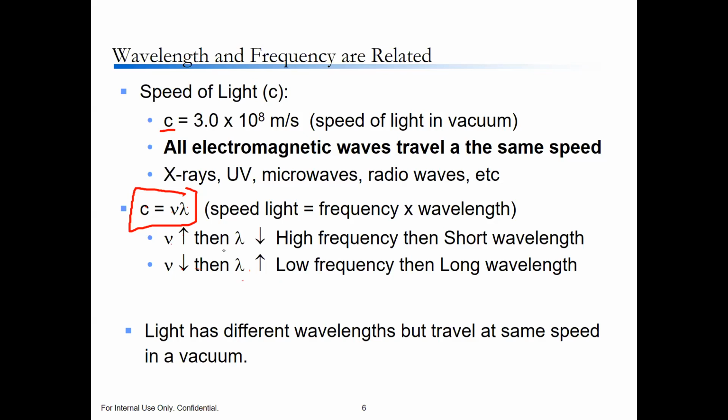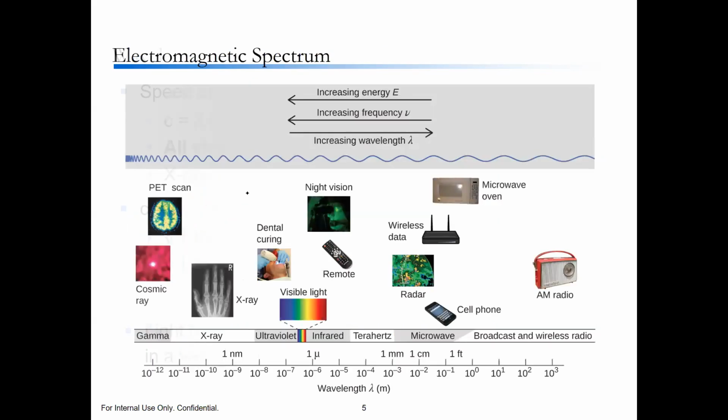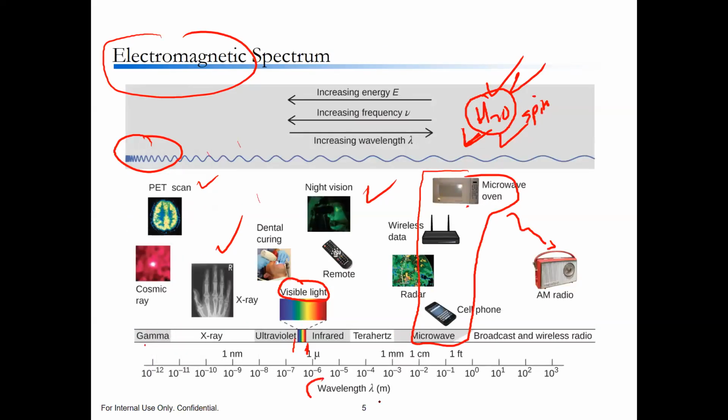So how do we identify what type of light we are talking about based on its wavelength? Different wavelengths, we give it a different name: gamma, X-ray, micro, radio. We give it a name based on its wavelength.